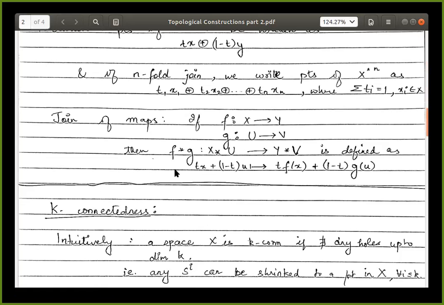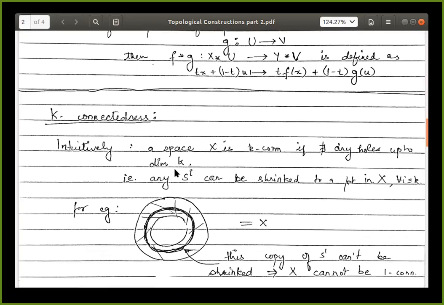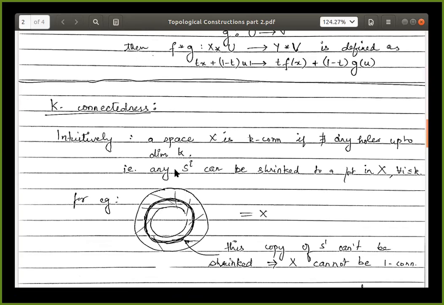Now, another important term in topology is about connectivity. So we all know about the connectedness of a space, whether it is path connected, simply connected, etc.